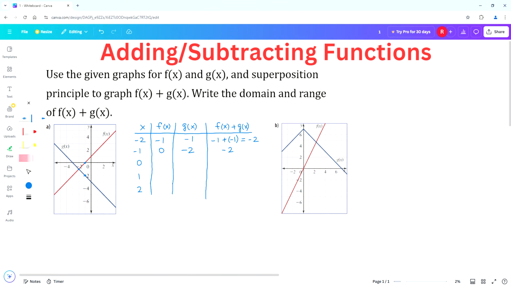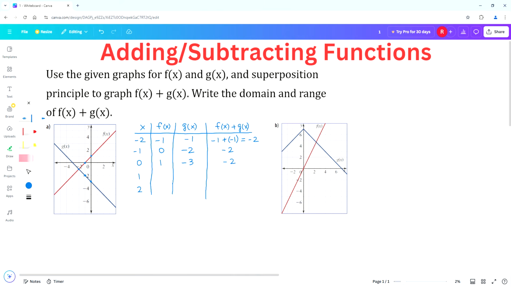The next x value is 0. At x equals 0, f(x) is equal to +1, this point. At x equals 0, g(x) is equal to -3, this point on the blue line. So f(x) + g(x) is equal to 1 plus -3, which is equal to -2.